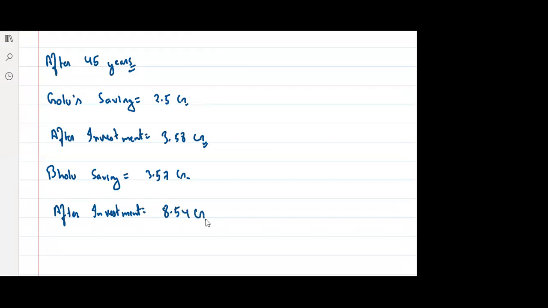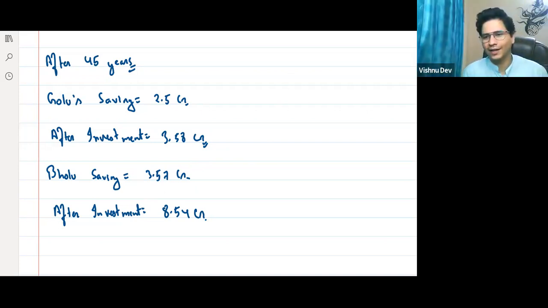Okay, so even though both Golu and Bholu are earning the same salary, the amount that they have after retirement is a lot different. Tell me. So suppose right now, Golu and Bholu retired, right? Suppose we retire and both are of the same kind. I guess this is clear, right?